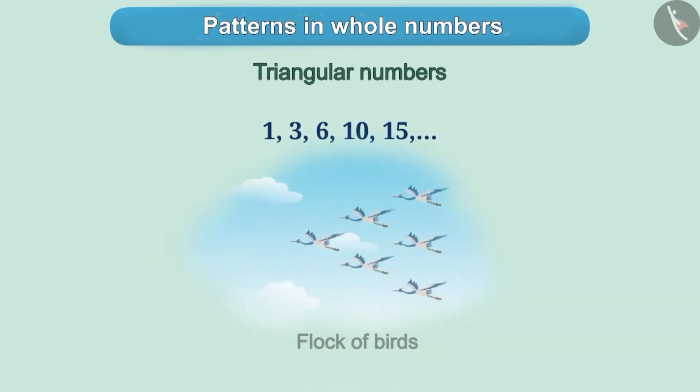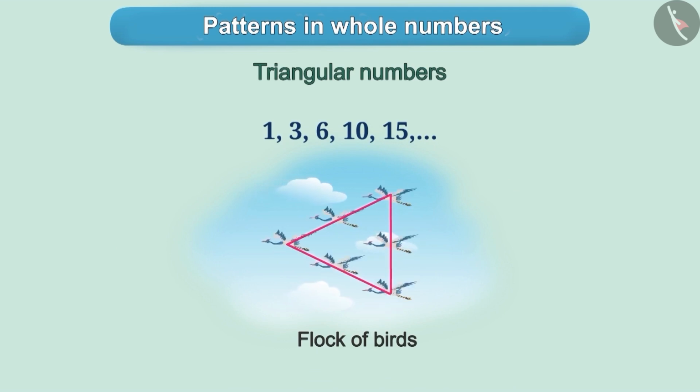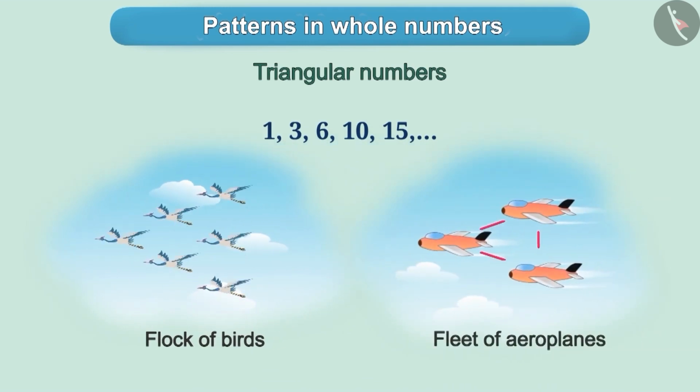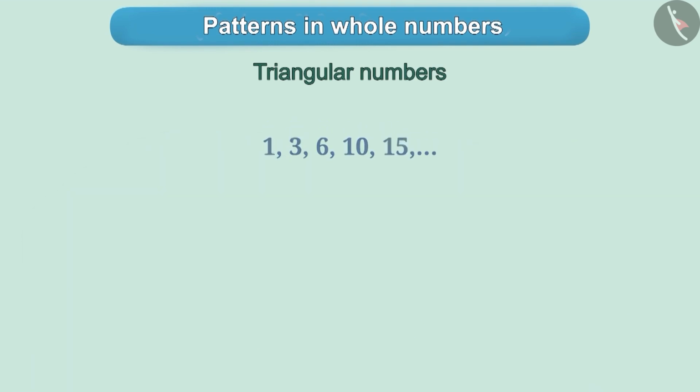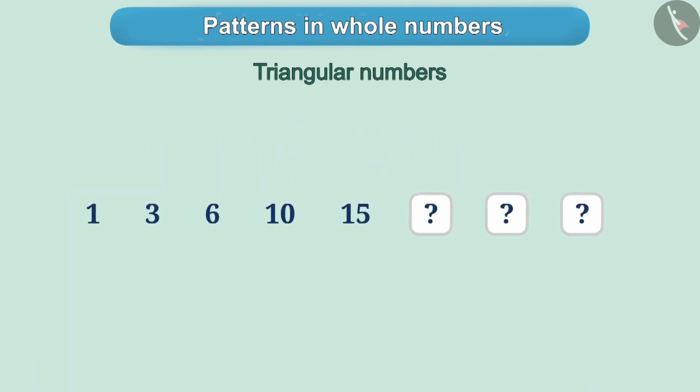A flock of birds sometimes takes the shape of a triangle. Similarly, a fleet of aeroplanes also takes the shape of a triangle. These numbers also are called triangular numbers. Can you guess the next 3 triangular numbers? Try it.